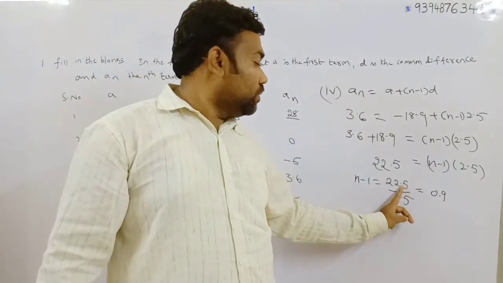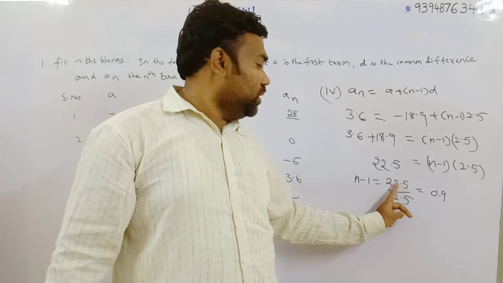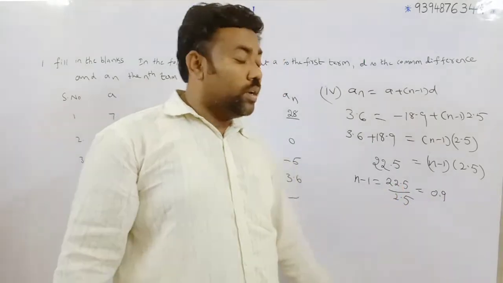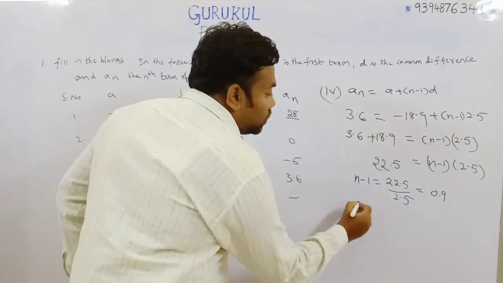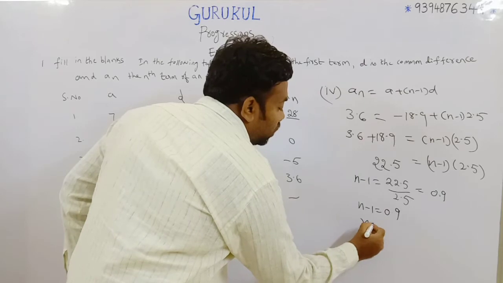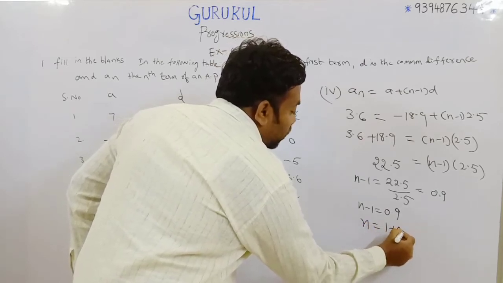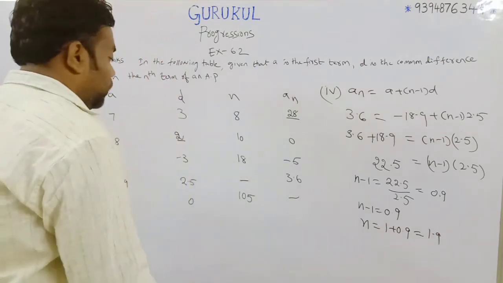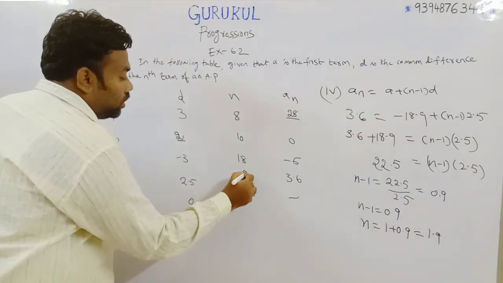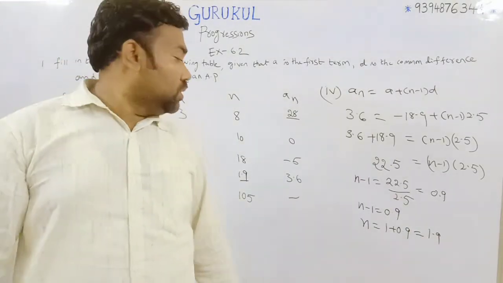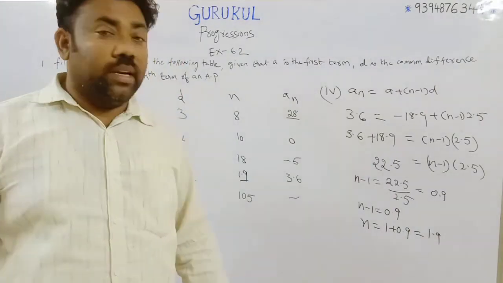Here one number, decimal point to the left. That's why one number decimal point to the left. n minus 1 equal to 0.9. n equal to 1 plus 0.9, that equal to 1.9. This value is 1.9. So the fourth one is completed.